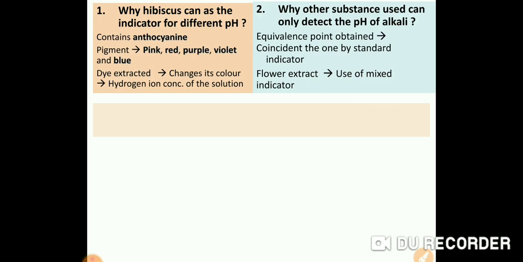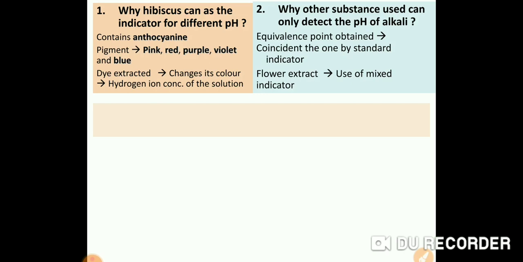This is the slide on why hibiscus can be used as an indicator for different pH. It contains an anthocyanin. This is some extra information which we can see here. Why hibiscus as the indicator for different pH? It shows different colors at different pH because of the anthocyanin present in the hibiscus, and the pigment shows pink, red, purple, violet and blue. And when the dye is extracted, it changes its color.